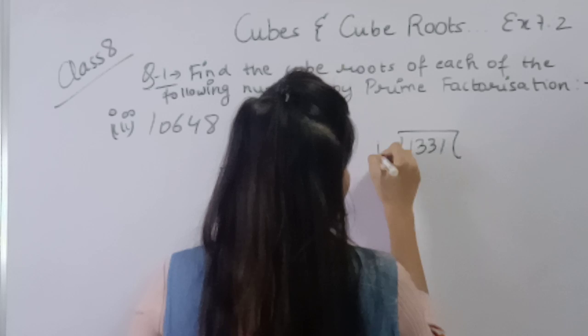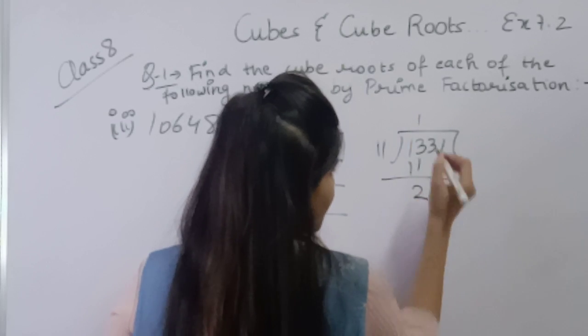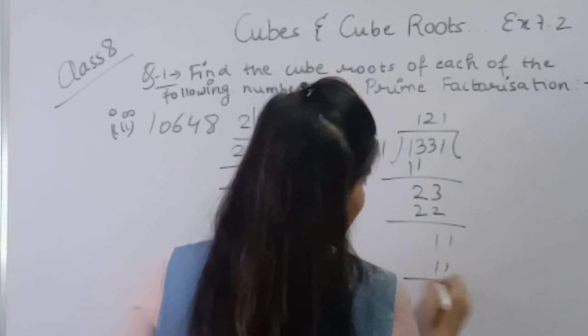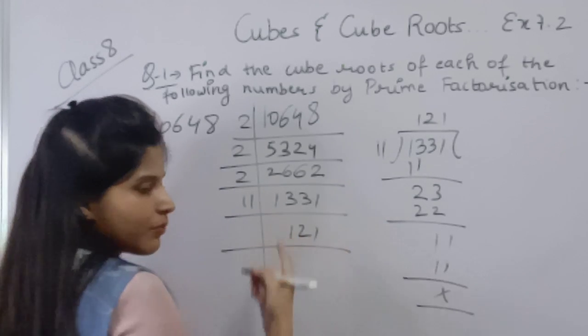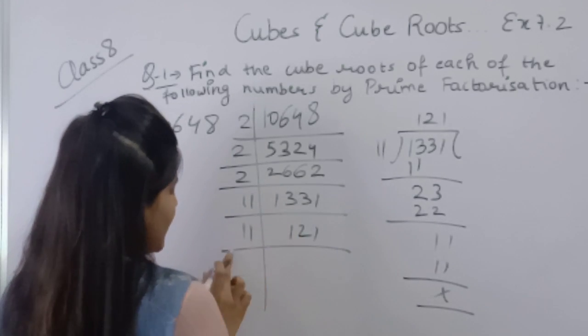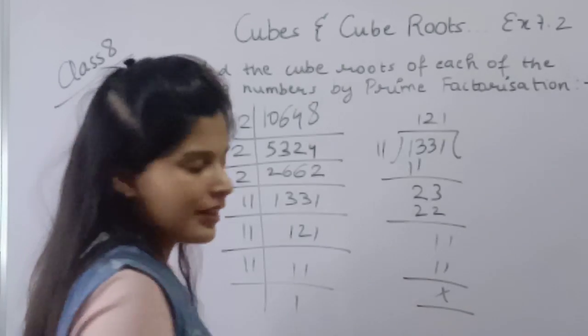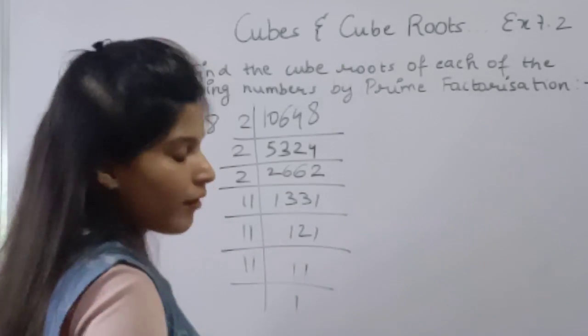1331 को हम 11 से डिवाइड करके चेक करते हैं. 11 1s are 11, 11 2s are 22, 11 1s are 11. So it means that 11 121s are 1331, and 11 11s are 121, and 11 1s are 11. So that's why 1331 was the cube of 11.